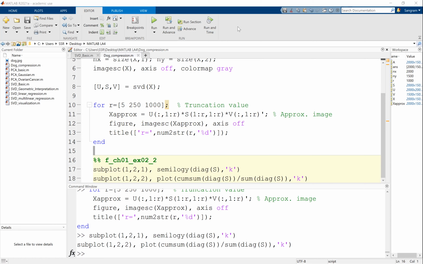Okay, someone is trying to connect. Yes, that is correct.